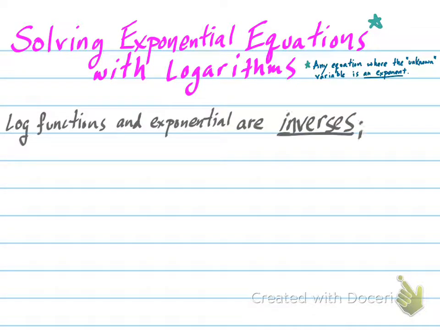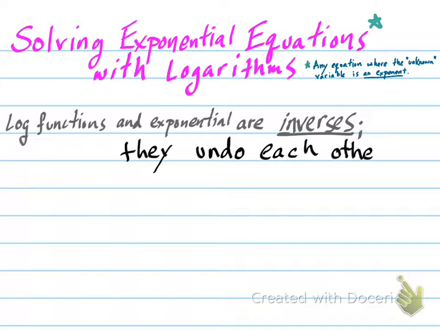As we've said many times, they are inverses of each other, and what's useful to think about is that inverses are functions that undo each other. So one function undoes the other one, and that's why they're useful in solving equations. As a matter of fact, you have always used inverses to solve equations, right? Here, let me show you what I mean by that.